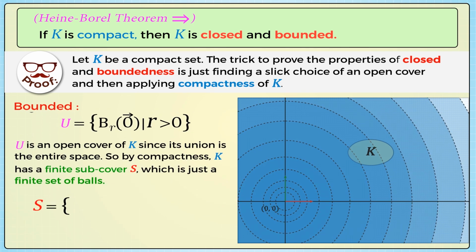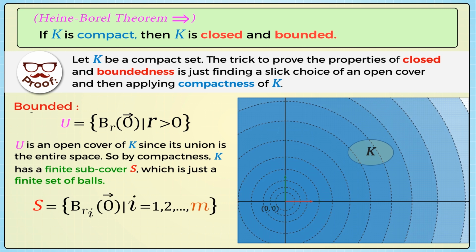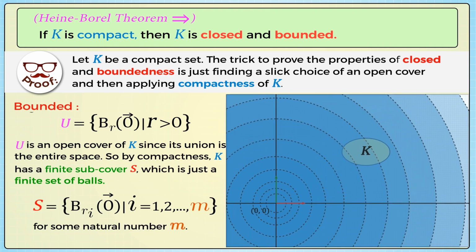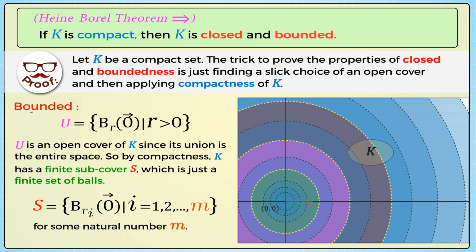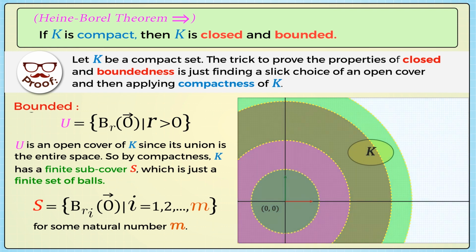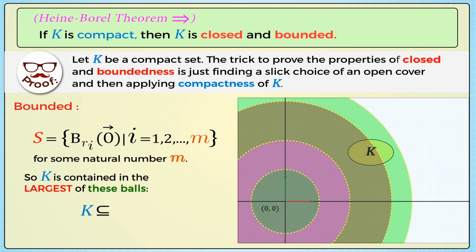S is equal to B subscript R_i, centered at 0, where i is equal to 1, 2, all the way up to m for some natural number m. So K is contained in the largest of these bowls. Formally, K is a subset of B sub R, centered at 0, where R is equal to the max of R_1, R_2, up to R_m.